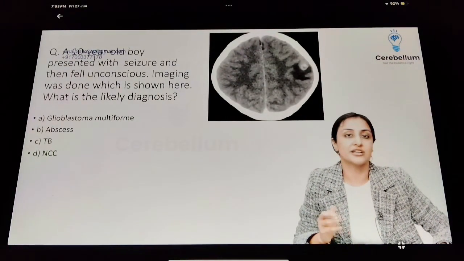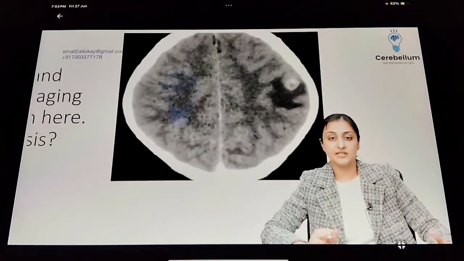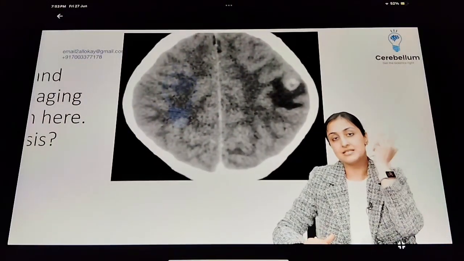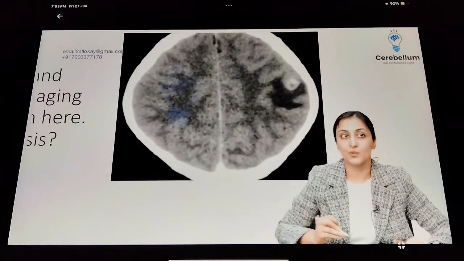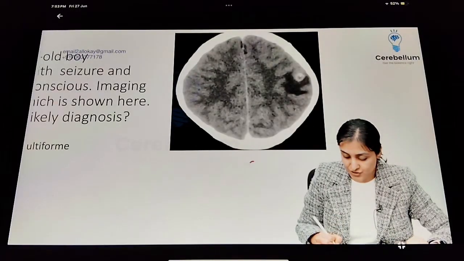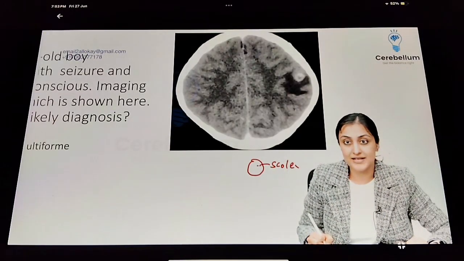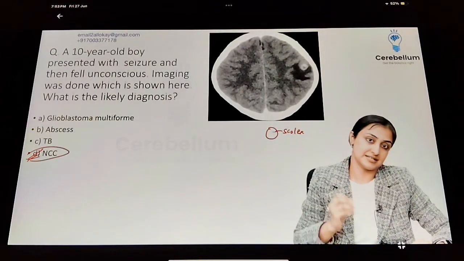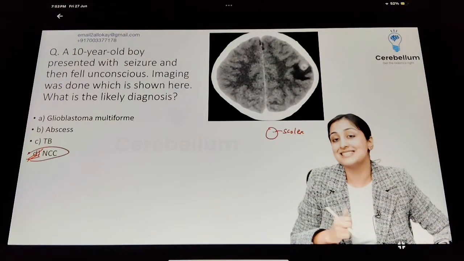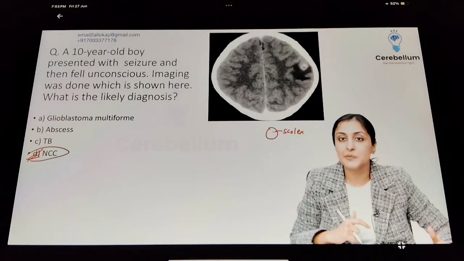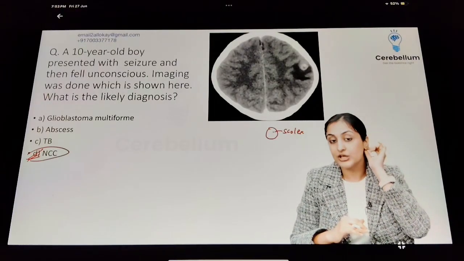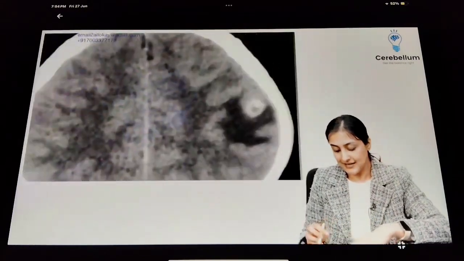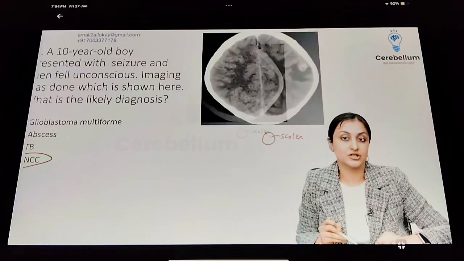A 10-year-old boy presented with seizure and fell unconscious. Imaging is done. What's the diagnosis? This is what a lot of students got wrong. They were like, ma'am, NCC you said should be starry sky, multiple. But what did we see here? We see that there is a lesion with a central eccentric scolex. So when you see this focus of calcification here, this is the hallmark telling us it is NCC. When you have a single NCC, it can present with a focal seizure. When you have multiple NCC, it can present with generalized tonic-clonic seizures, right? So this is an NCC, and that is by this focus of calcification eccentrically.